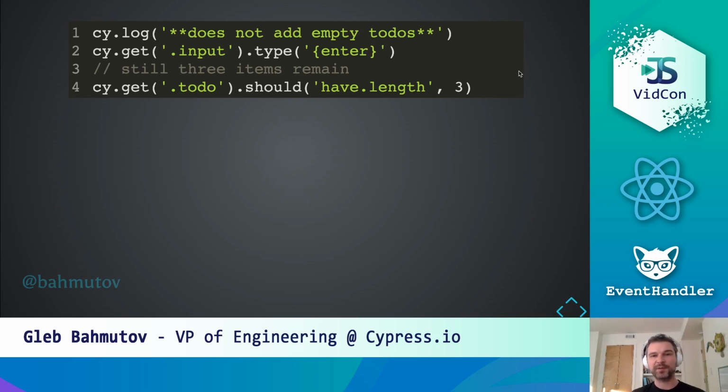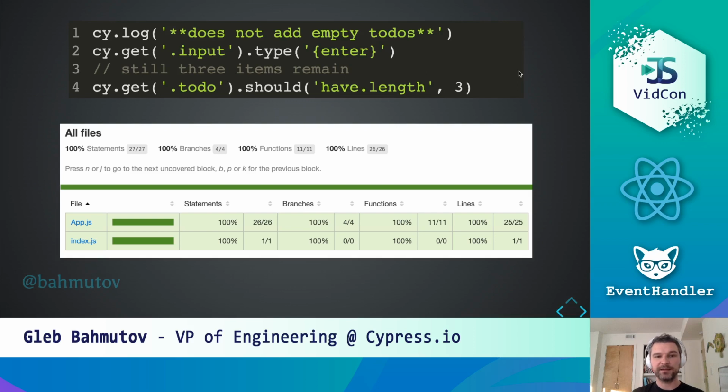Now, if we add this to our test and run the test again, well, perfect. 100% code coverage. We covered 100% of code statements, 100% of all branches, 100% of functions, and 100% of source lines. Pretty good, right?